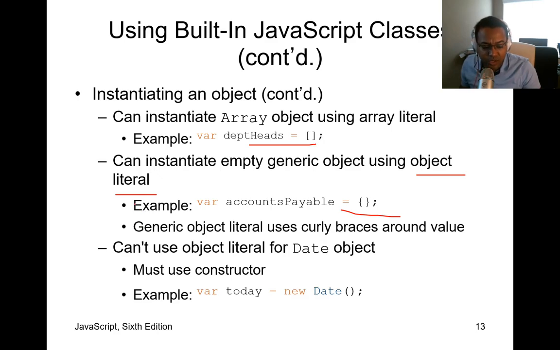However, you cannot use an object literal for a date object. You can only use a constructor, new Date. It is one of the only objects in the JavaScript library that you have to instantiate new.